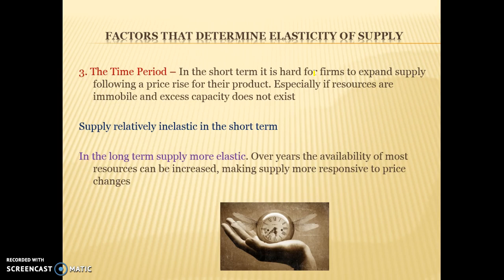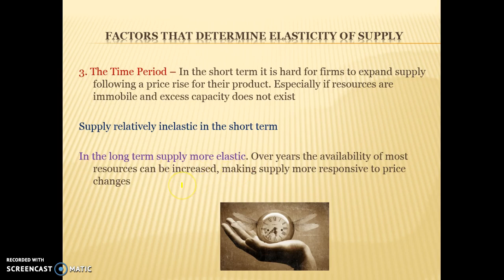In the long term, people can get trained. People can do their apprenticeship. So 6, 7, 8 years down the track, the elasticity of supply is more elastic, and therefore more people supply their resources to the market and the price will eventually go down. So in the long term, supply is more elastic. Over the years, the availability of most resources can be increased, making supply more responsive to price changes.